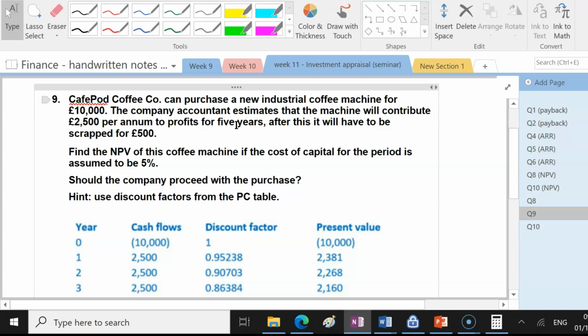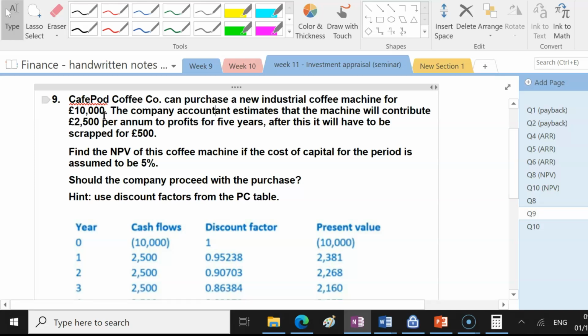Cafe Pot Coffee can purchase a new coffee machine for £10,000. The company accountant estimates that the machine will contribute £2,500 per annum to profits for 5 years, and after this it can be scrapped for 500. Now we introduce the idea of scrap value. We've done this when we've calculated accounting rate of return, in the previous part of this seminar.